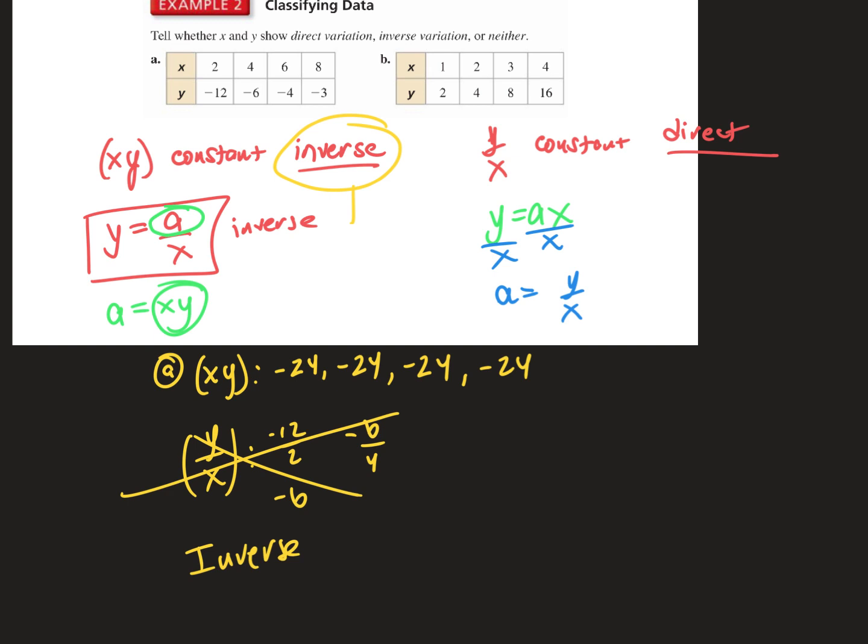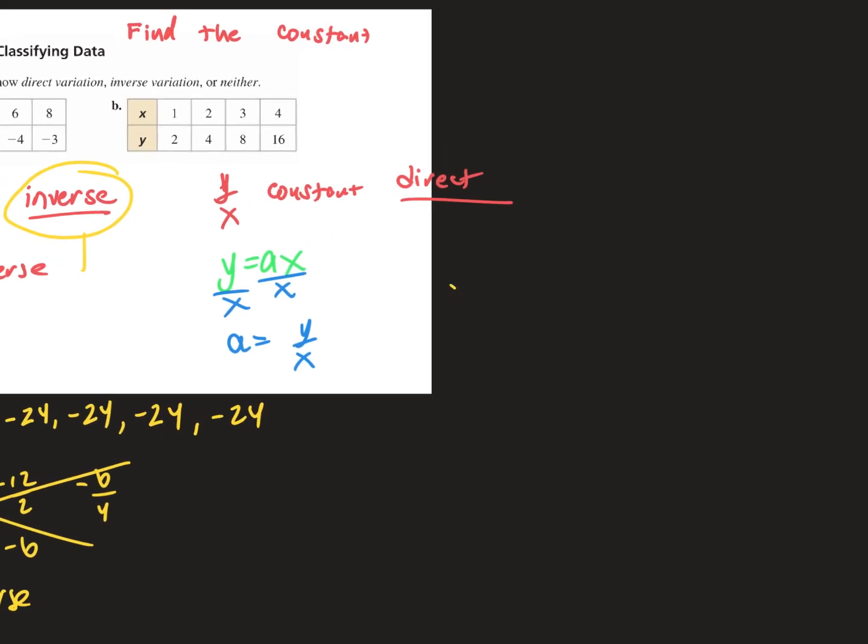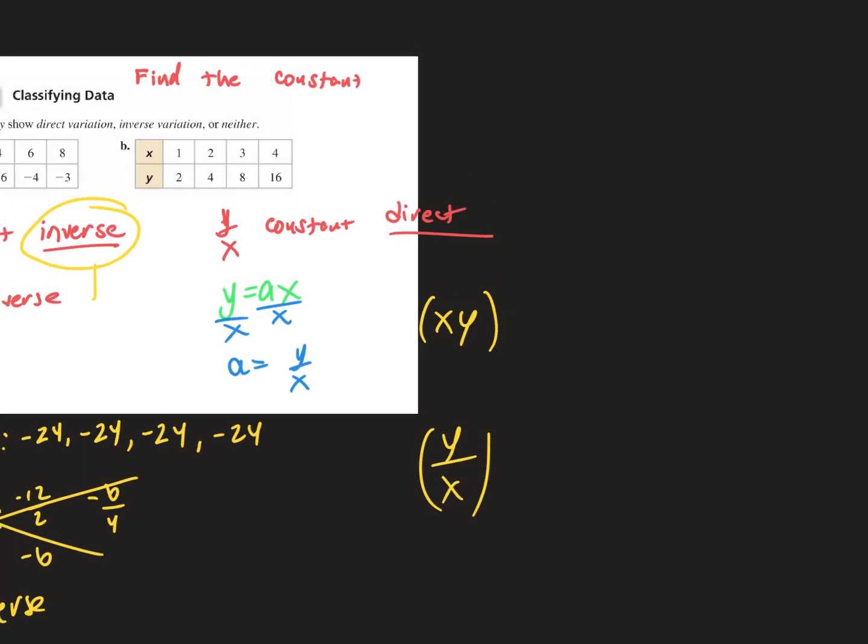So we'll do the same thing over here. Let's find x times y, see if that's our constant. Let's find y divided by x, see if that's our constant. So if I say x times y, 2 times 1 is 2, okay? 4 times 2 is 8. 8 times 3 is 24. Is that a constant every time? Is that the same number? No, so that's not that one.